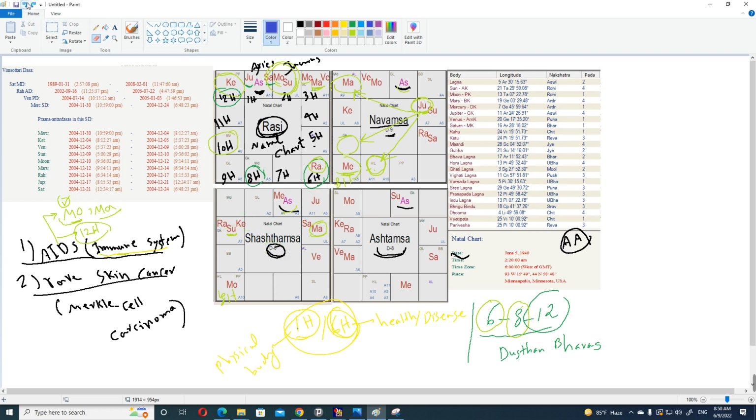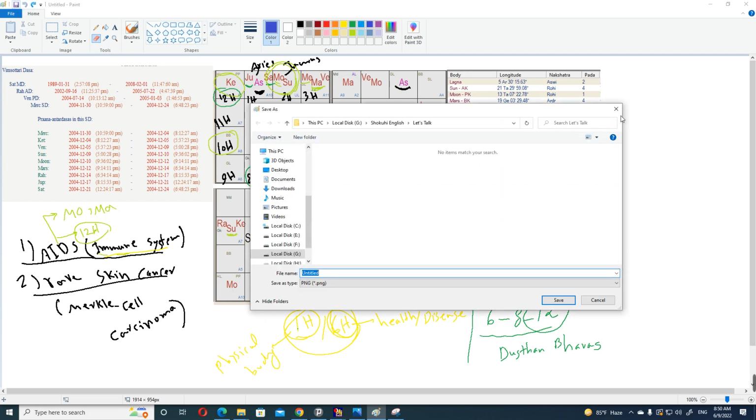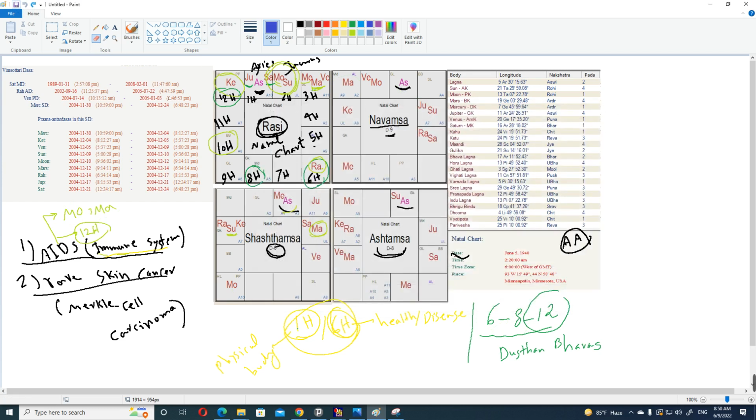Now we are going to check from the viewpoint of skin cancer, and you can see how beautifully these planets are showing skin cancer for this native. Okay, no problem. I should use another software when I'm using this to be able to erase things quickly. Skin cancer.